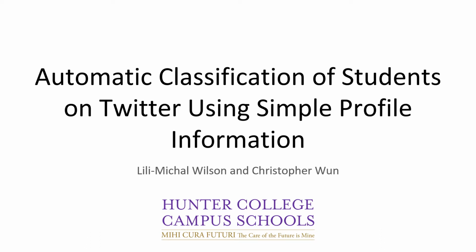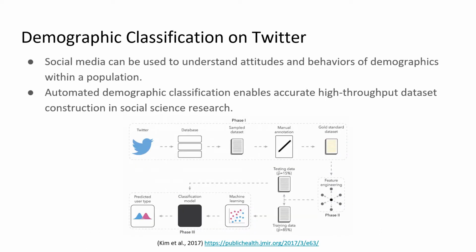Our presentation today is going to be on the automated classification of students on Twitter using simple profile information. Social media is often used in research to identify differences in attitudes and behaviors of specific demographic groups within a population. However, many social media platforms do not provide detailed demographic information for researchers to use, necessitating the development of external classification techniques. Automated demographic classification allows us to analyze large groups of social media users in social science research.